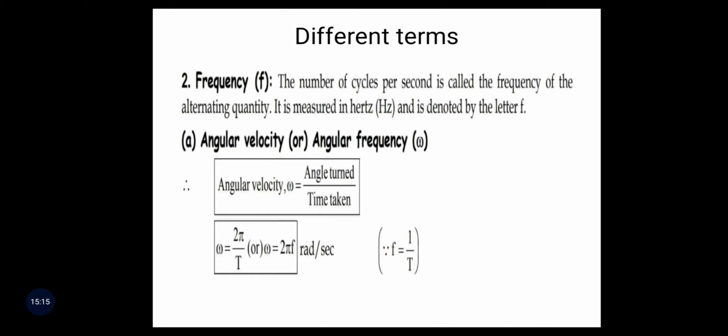Next, what is meant by angular velocity or angular frequency? Angular velocity omega equals angle turned by time taken. Omega equals 2 pi by T, or omega equals 2 pi f. Here f equals 1 by T.